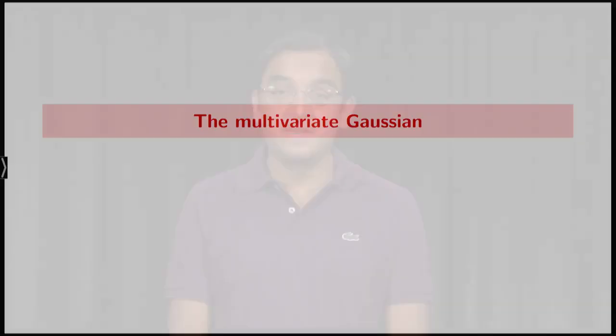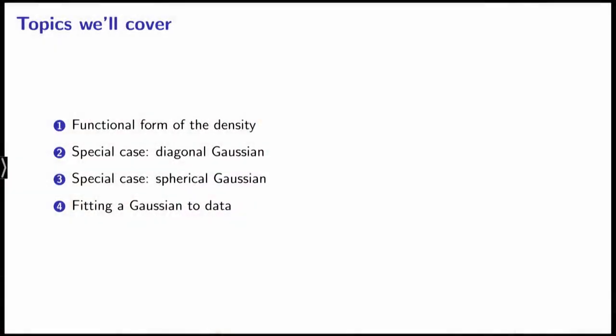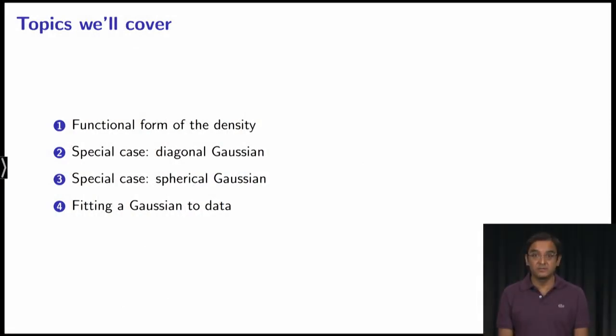Now that we have linear algebra somewhat under control, we can take a look at the Gaussian distribution in arbitrary dimension. So what we're going to do today is to start by looking at the density of the high-dimensional Gaussian and getting some intuition for this, and then move on to some widely used special cases.